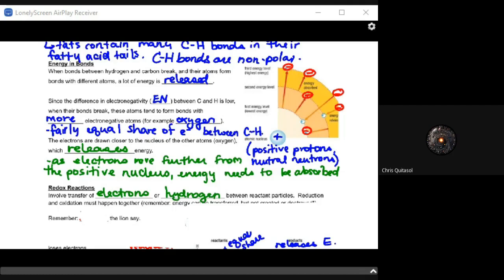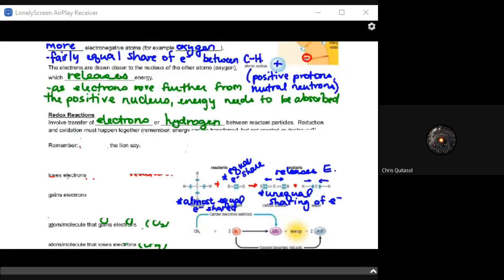As electrons move further from the positive nucleus, energy needs to be absorbed. So again, the key component here is that whenever that electron draws closer into the nucleus of other atoms like oxygen, because it's coming from something where it's pretty evenly distributed in that nonpolar bond of carbon and hydrogen, that releases energy when that electron goes to oxygen and gets real close to that nucleus. So this redox reaction is one of the main things that we're going to talk about in the context of that electron donor and electron receiver.